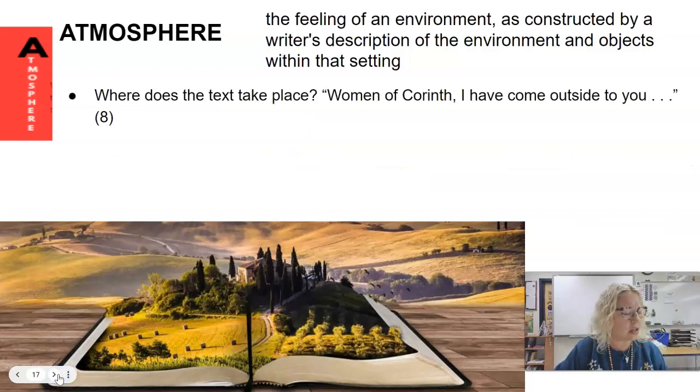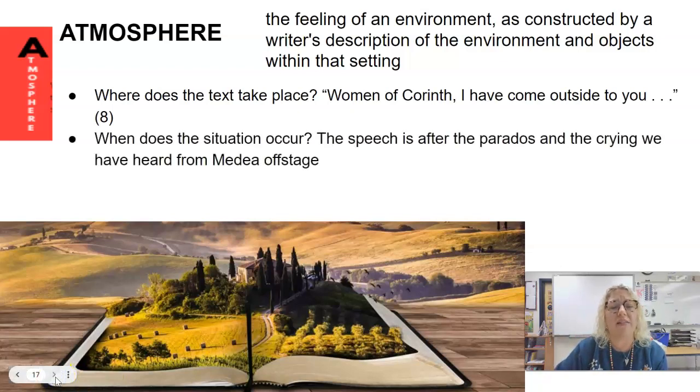Well, she says in her speech on pages 8 and 9, "Women of Corinth, I have come outside to you." So we know we're in Corinth, and we're outside of her house. And she does reference this right in her speech. What is the importance of that? What's the importance of the fact that the women of Corinth have come to her house, have heard her offstage inside her house, crying and screaming to the gods, and now she has left her house to respond to them rationally? Those are some good questions to ask.